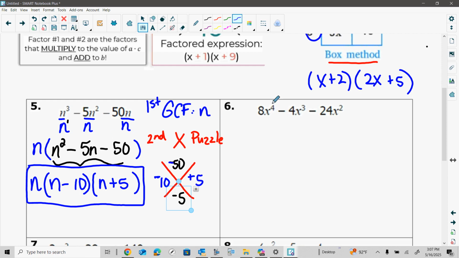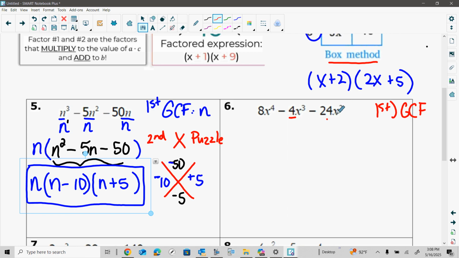So on number 6 here, again, we have a GCF. So we want to first always check for that GCF. And now that we have coefficients here, I always just look at the smallest one. So here we have a 4, and you check to see, can 4 go into 8? Yes. Can 4 go into 24? Yes. So we know 4 works, and then we check the variables, the letters. And if I look, x to the 4th, to the 3rd, to the second power, that means they have an x in common as well.